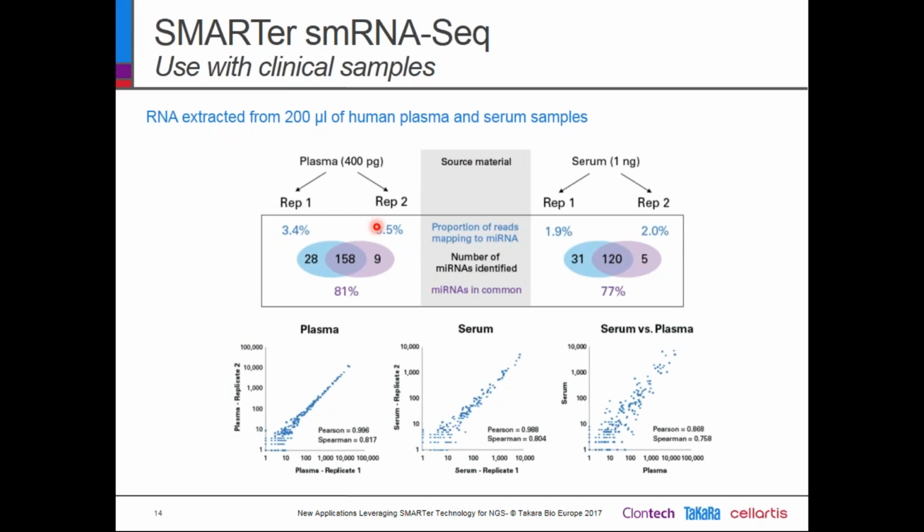In this case, they got only 400 picograms from 200 microliters of plasma, but still they were able to identify microRNAs, which was what they were interested in, and also with very good reproducibility, either in the plasma and serum samples or comparing serum versus plasma. So this data is also available on the website if you want to have a deeper look.